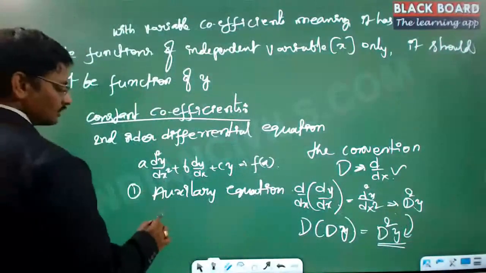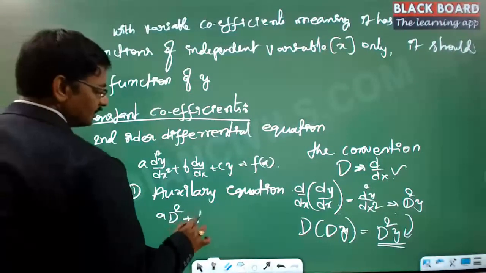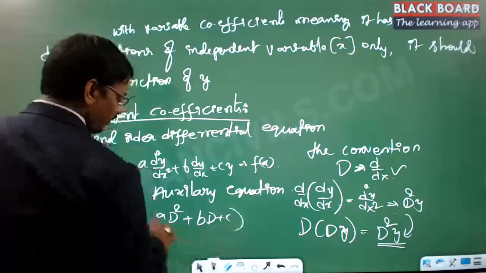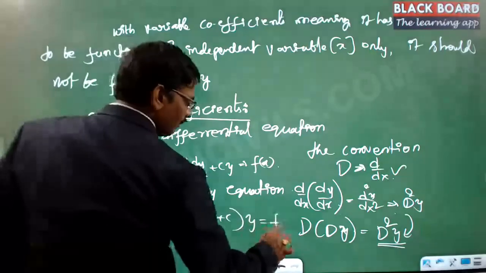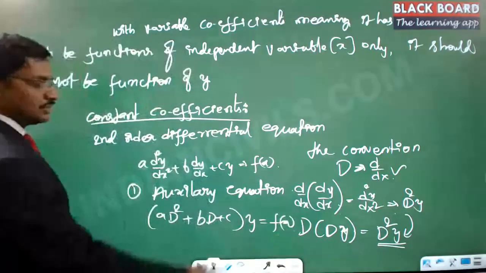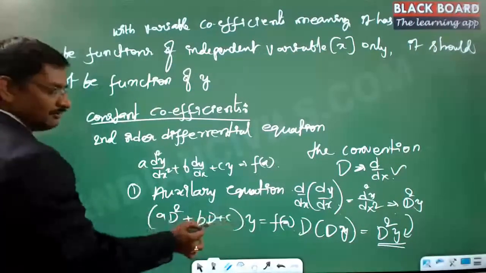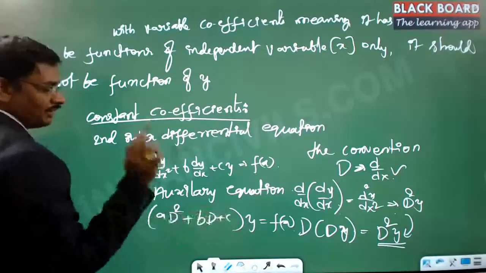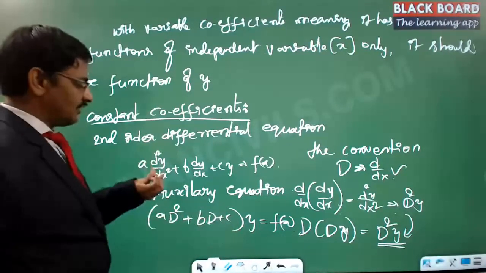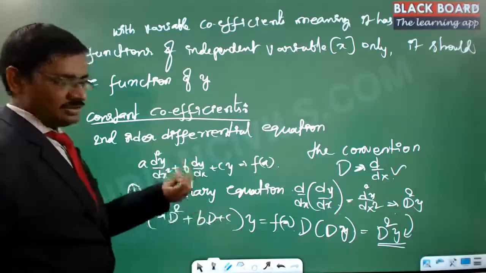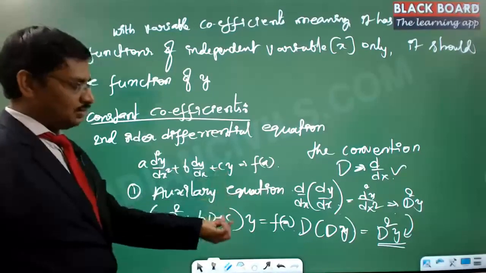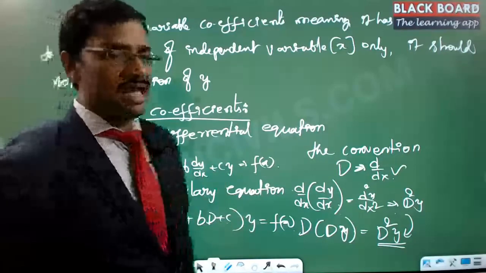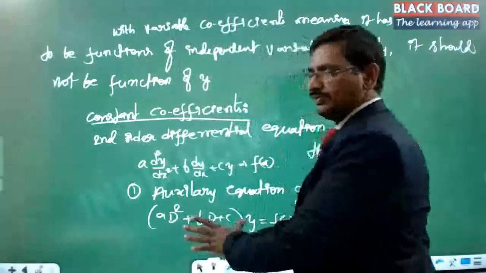So what we can do is, a D square plus b D plus c operated on y is equal to f of x. So c y, and b into D of y, and a into D square of y. That is, D square means d square y by dx square, d by dx into b, and c into y is equal to f of x. So this is another way of representing the same equation.